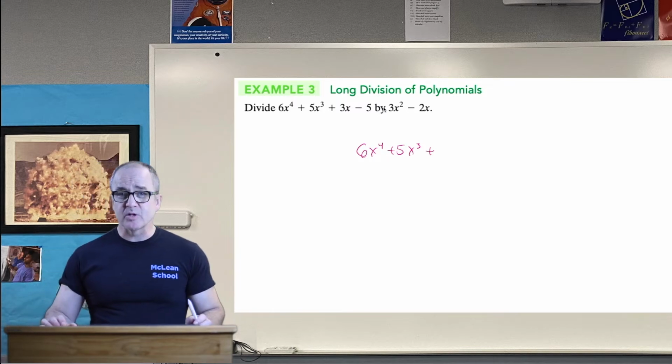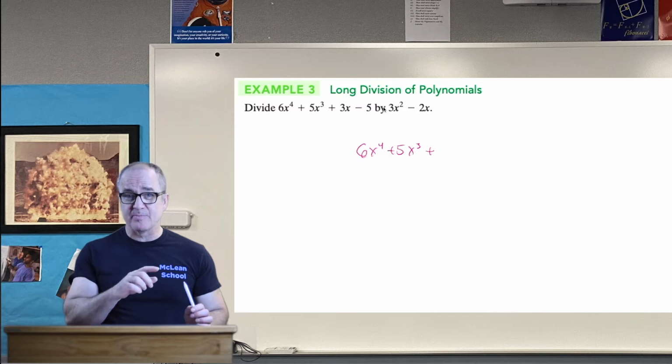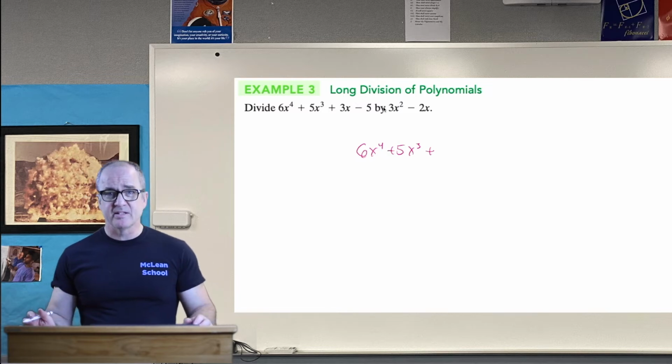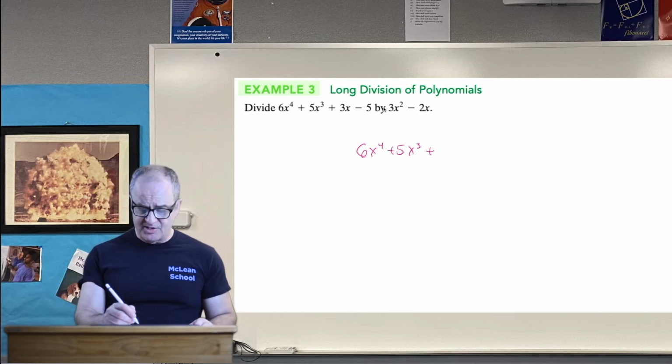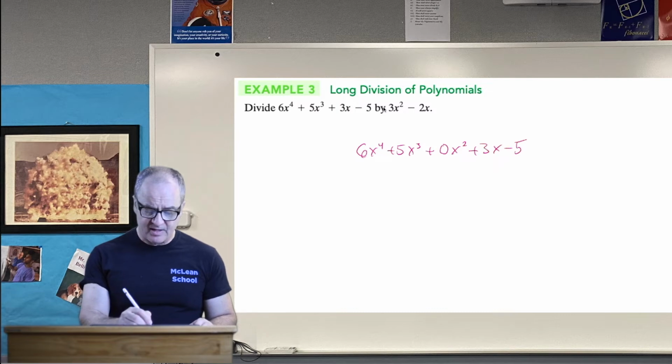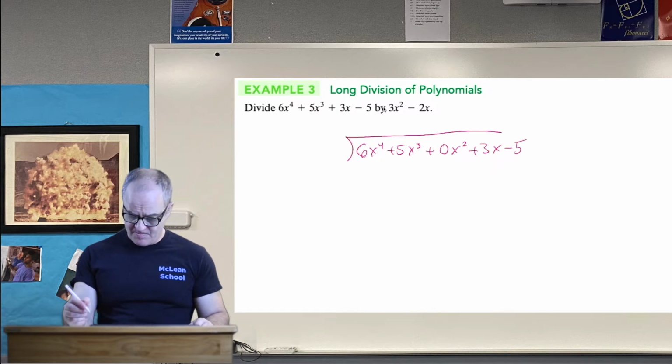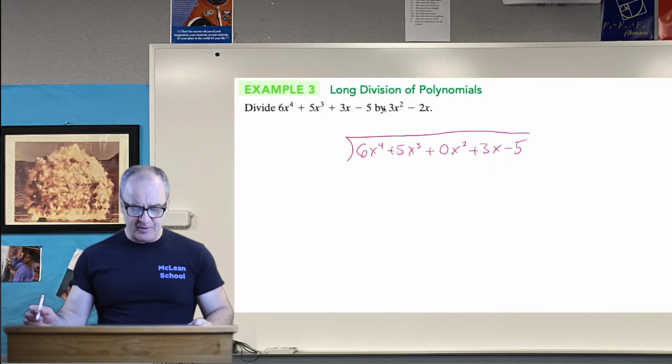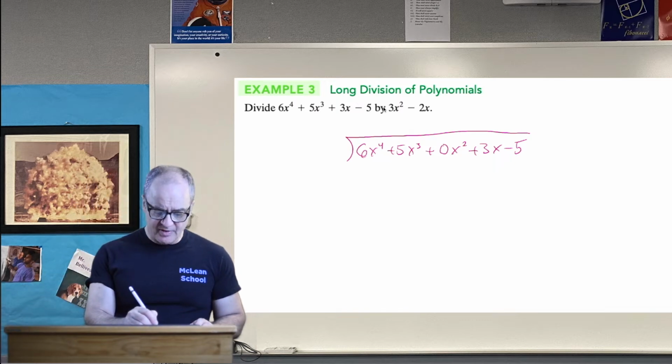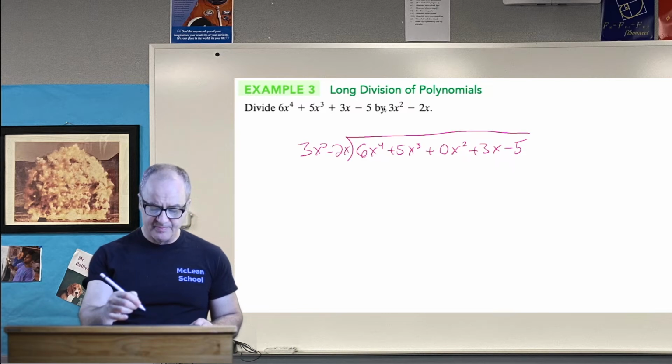In integers, like we talked about, that's not. You have to have something representing the hundreds place. This is literally why the Hindus invented 0. So I'm going to put a 0x squared in there, in between the 3x and the minus 5, just to account for my place value. And now I'm going to divide by 3x squared minus 2x.